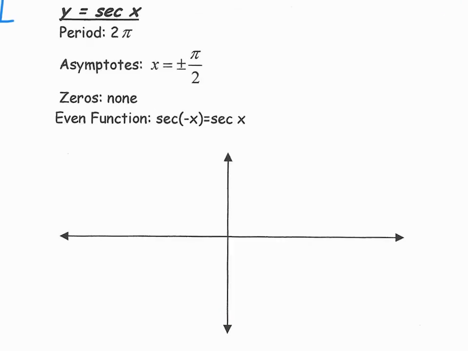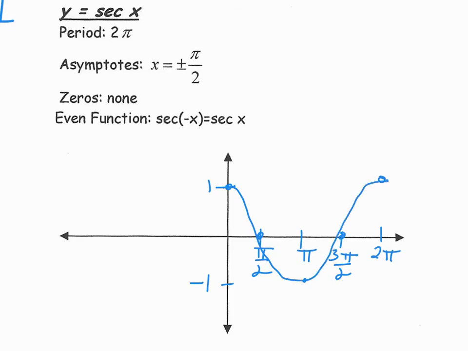Now, same deal for secant. If I picture cosine, okay, so here's cosine. Let's go ahead and graph it in real quick. All right, so cosine, and then you have to remember that cosine is your U shape. So cosine looks like this. All right, so there's my cosine.